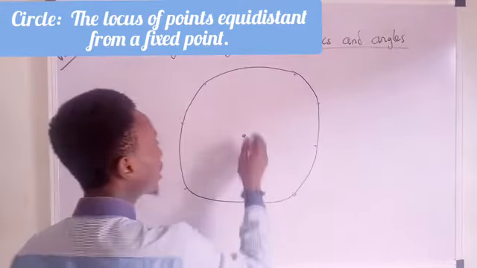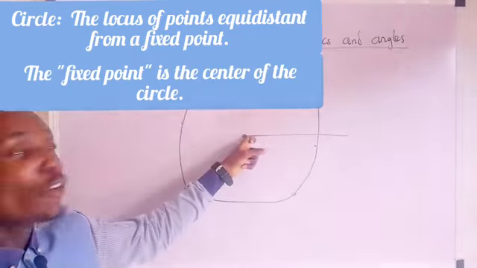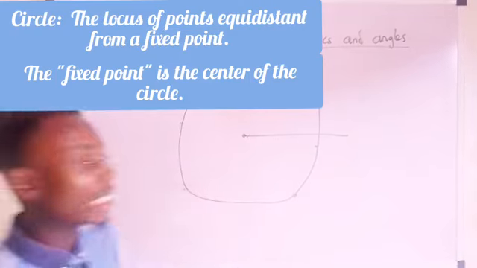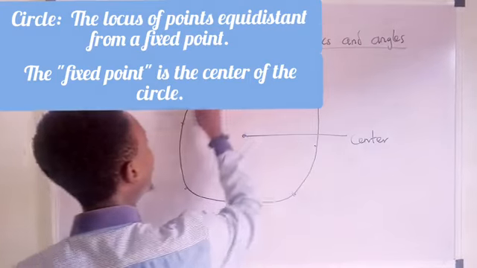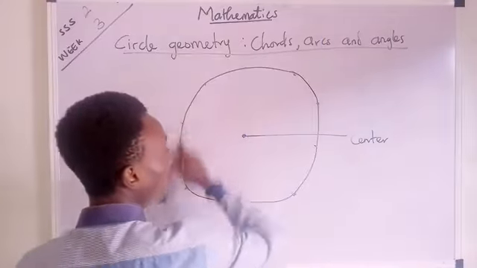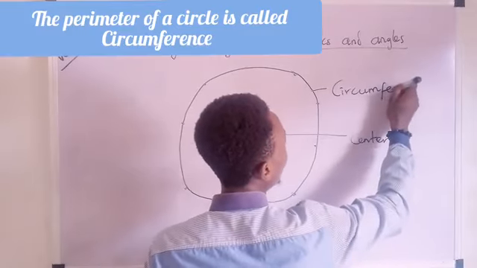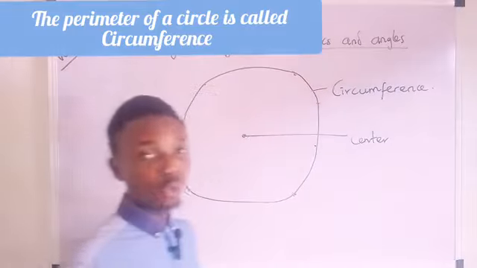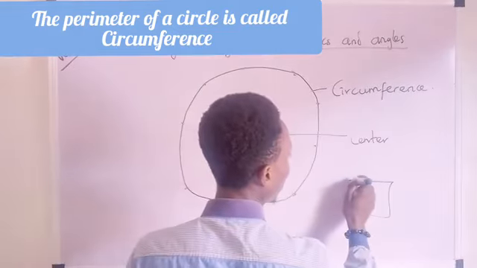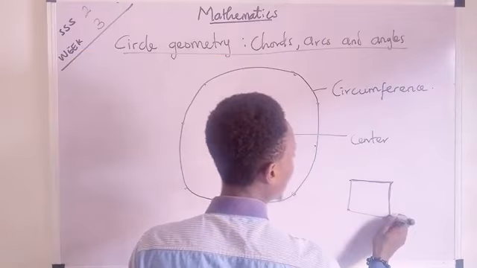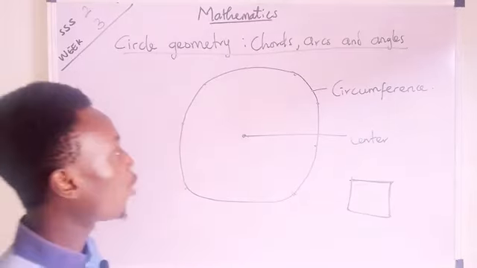This here, the fixed point from which all other points are equidistant, is known as the what? Center of your circle. And this curved line is known as your what? Circumference. So this is the circumference of a circle, what you know as the perimeter of your plane shapes. So if you have a square, this line creating the boundary is the perimeter of the square. But for your circle, it's not called perimeter, it's called circumference.